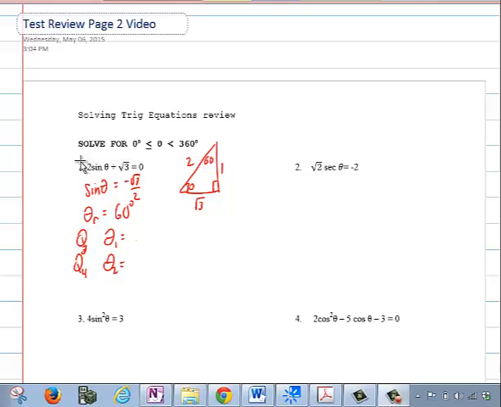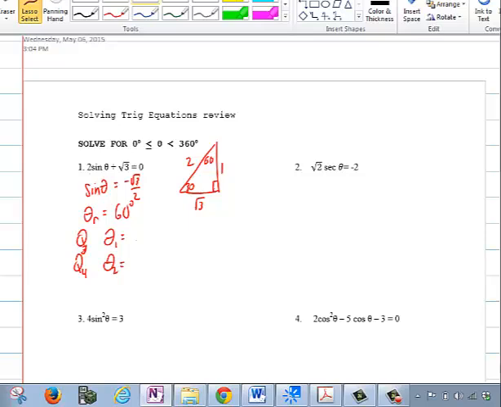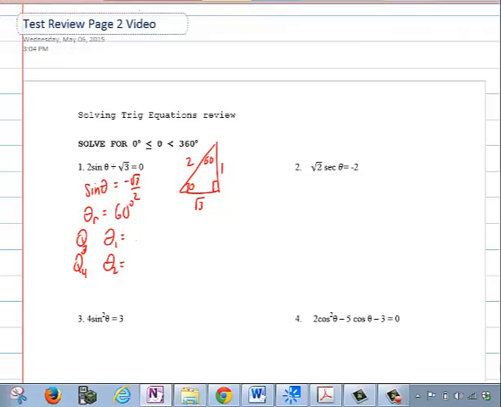Hello, pre-calculus folks. This is a review video for the second page of our review, and this is on solving trig equations. You're going to have a variety of problems to solve tomorrow on the second page. If you look at this first problem, it was a linear trig equation because it was only sine of x or sine of theta, not sine squared.